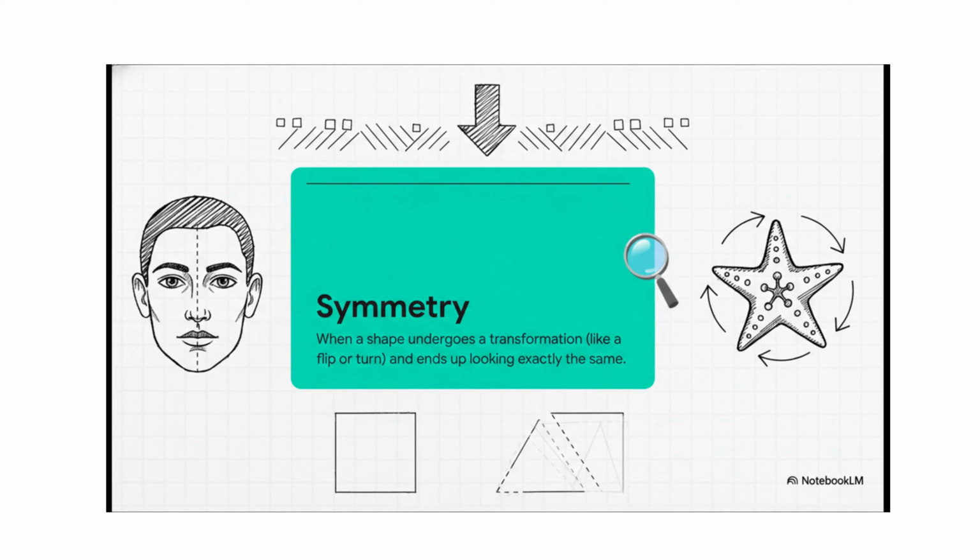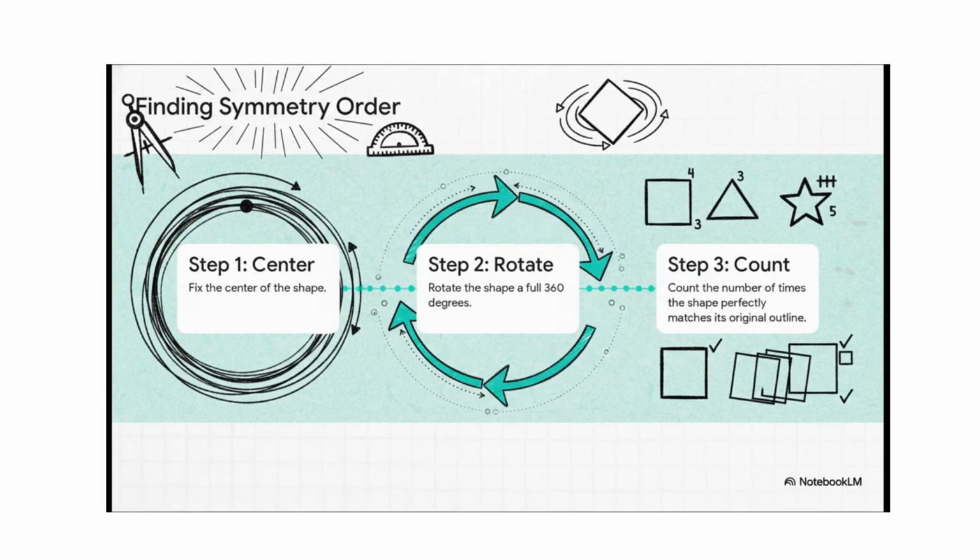A human face has reflectional symmetry, a starfish has rotational symmetry. And for rotational symmetry, we can even measure it. We talk about its order. To find it, you just fix the center of the shape, turn it one full 360-degree circle, and count how many times it looks identical to how it started. A square, for instance, will match its original outline 4 times on that journey, at 90 degrees, 180, 270, and finally back at 360. So we say it has a rotational symmetry of order 4.